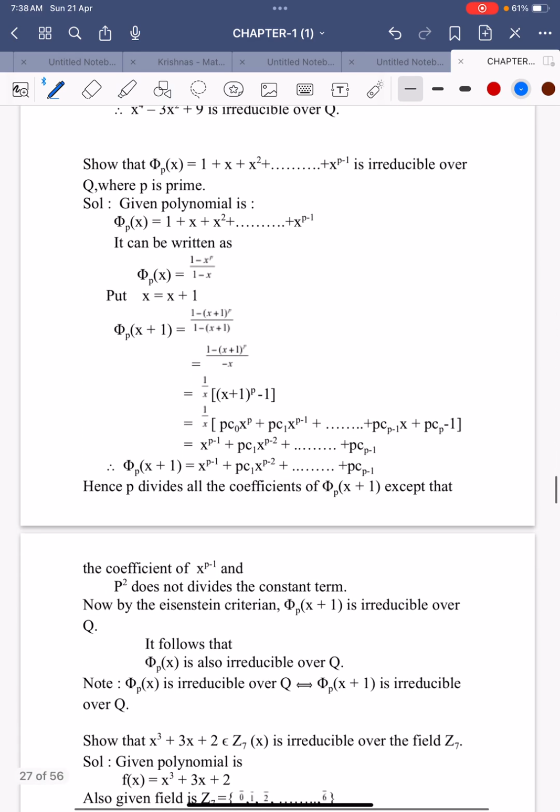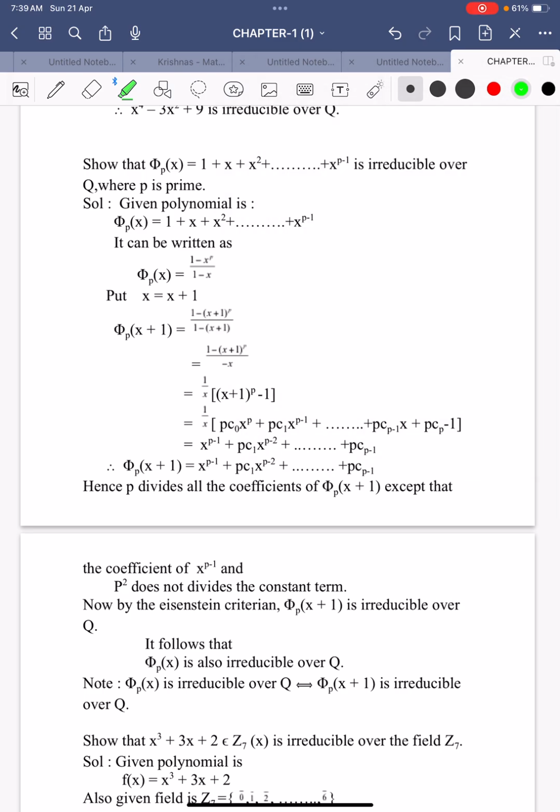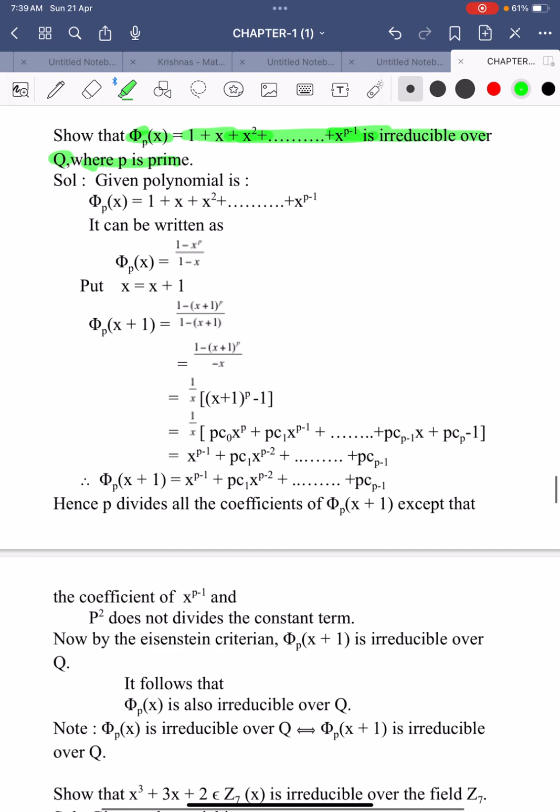Now the next problem, a very important problem, let us see that. Show that phi p of x equals 1 plus x plus x square and so on up to x power p minus 1 is irreducible over Q, where p is a prime number. Very important problem for examination.